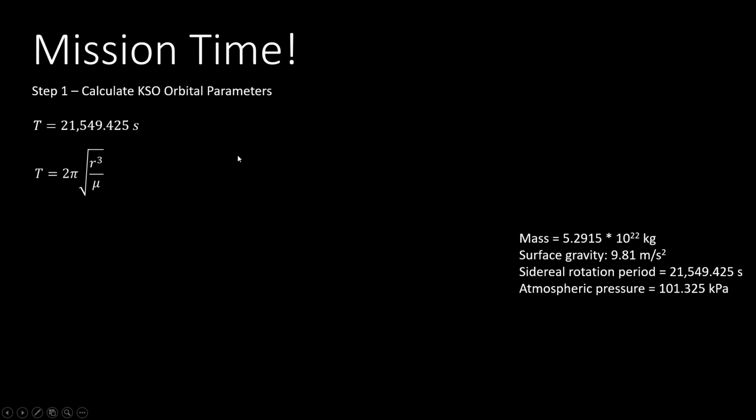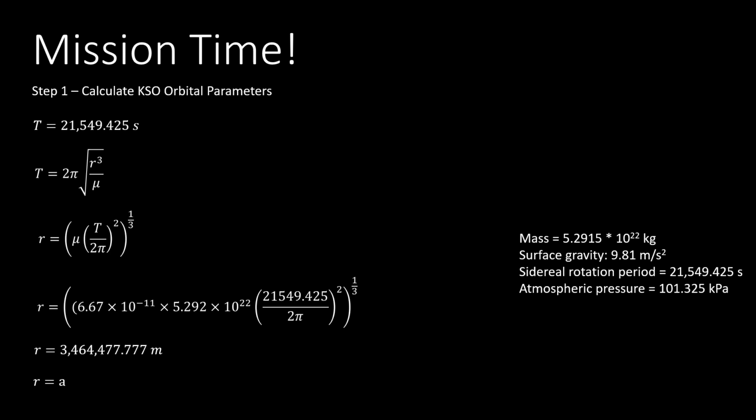Given we know the period of the orbit, since it's the length of the day, we can rearrange the period of a circular orbit equation, this one over here, to isolate for the semimajor axis, which is equal to the radius, and finally solve. And as a result, we get that the radius of the orbit from the center of Kerbin, the Earth analog, is 3,464,477.777 meters. And this is also equal to the semimajor axis, since this is a circular orbit.